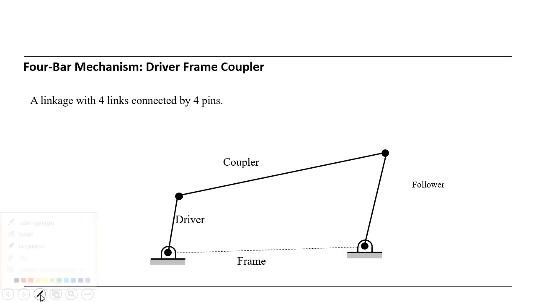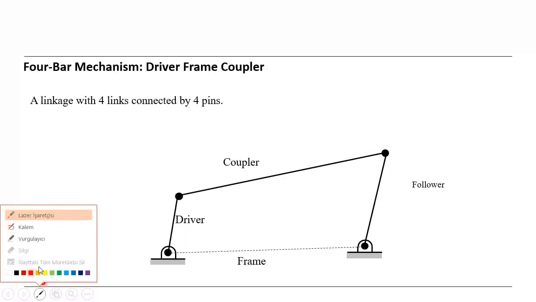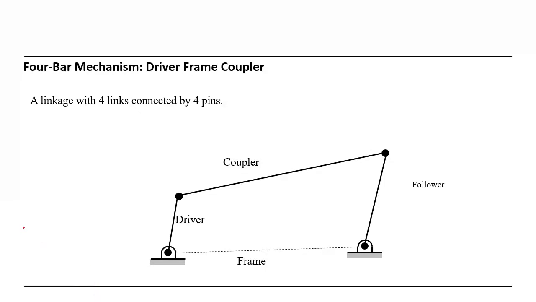The 4-bar mechanism is very famous in this lecture. A 4-bar mechanism means the mechanism consists of 4 members, 4 bars. So it is a linkage with 4 links connected by 4 pins. This is the main meaning. Here we call the first one the grounded one, and it's also one. That means this link is the grounded link.